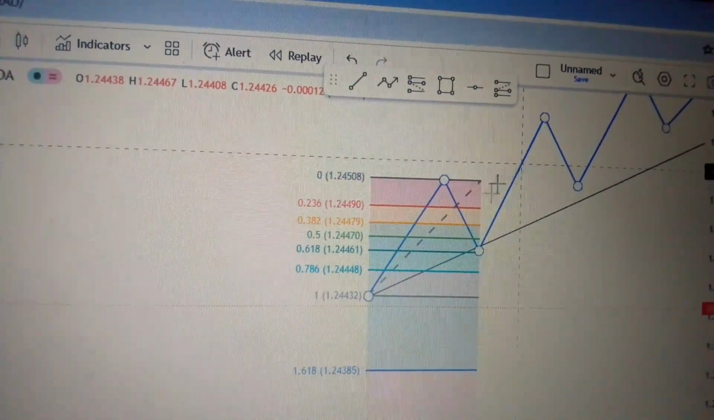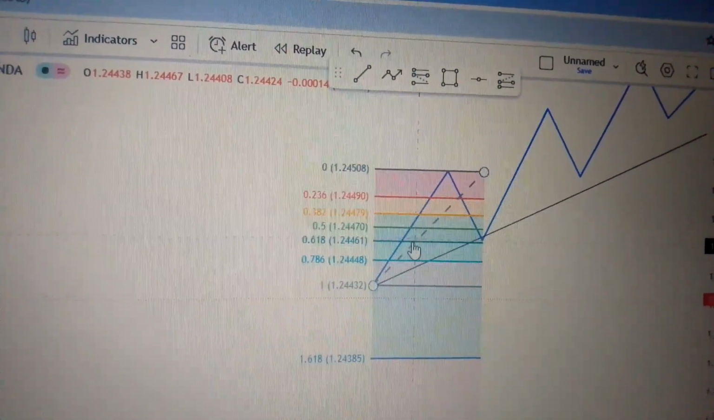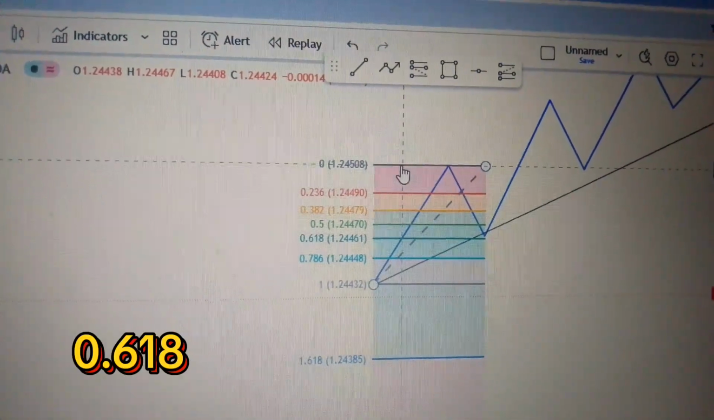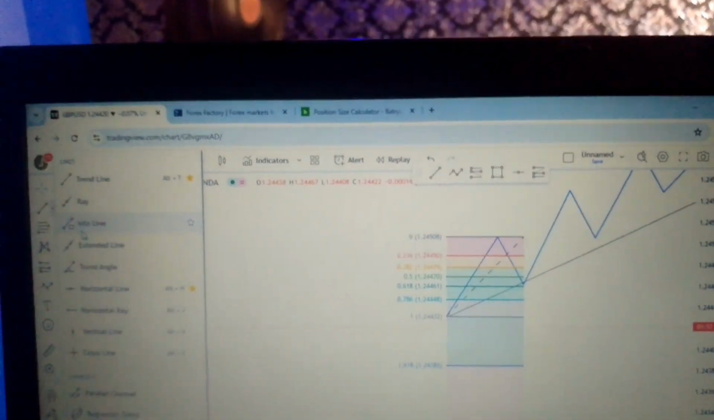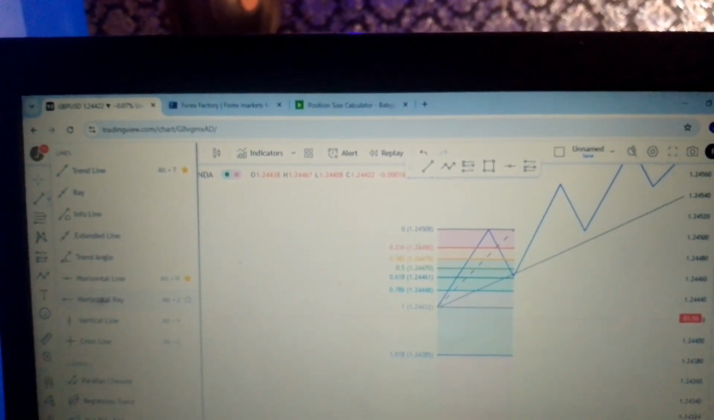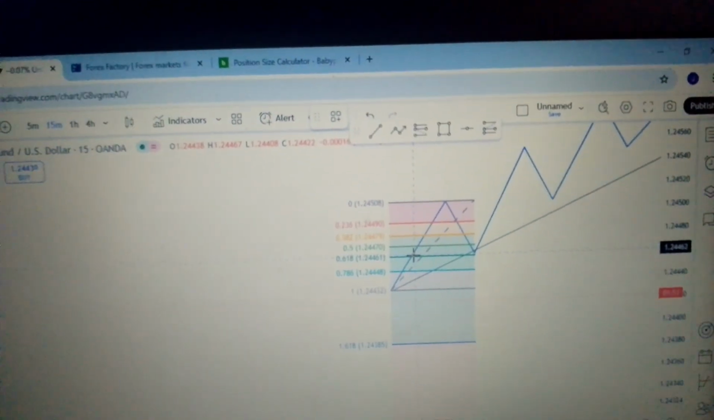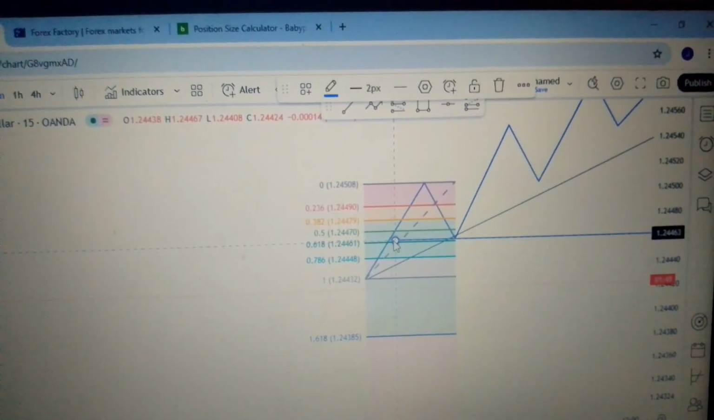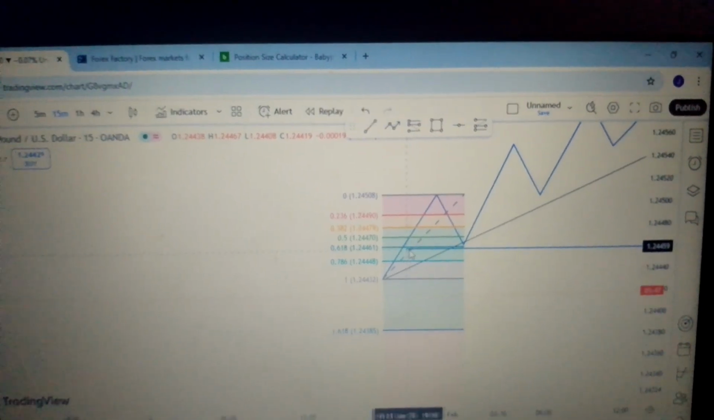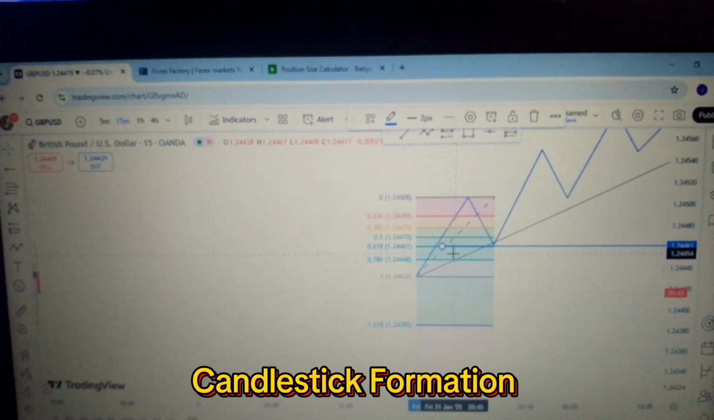So you're just going to be waiting for this zone, which is this 618 level. That is the retracement point. Let me take a horizontal ray. This is 618. Just going to be waiting for this 618 point. If you wait for this 618 point, then from there you wait for candlestick formation.